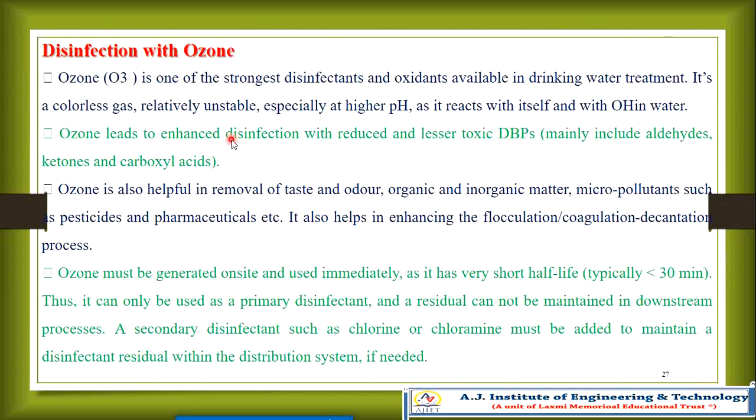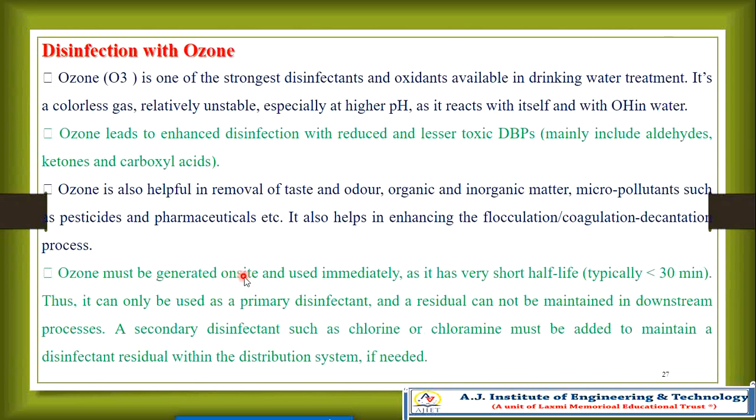For removal of taste and odor, ozone will also be helpful. Organic and inorganic matter, micropollutants such as pesticides and pharmaceuticals also. It also helps to enhance the flocculation and coagulation process. This is also one of the good methods.